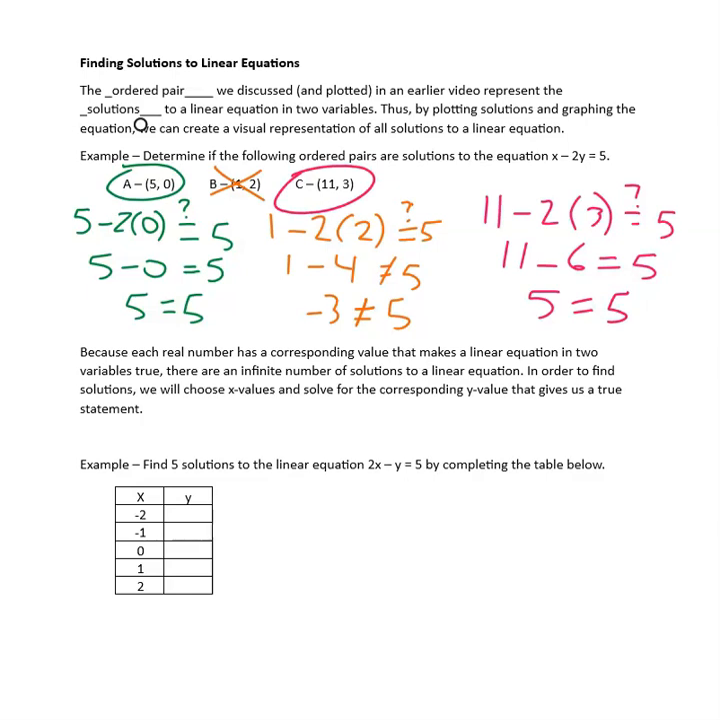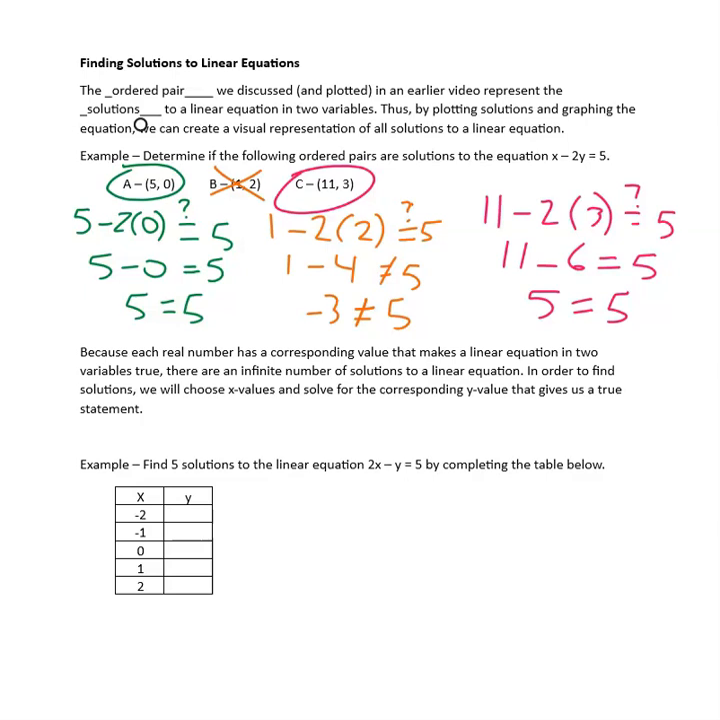Now, each real number has a corresponding value that makes a linear equation in two variables true, so there are an infinite number of solutions to a linear equation. For example, in our previous example with B, if we had changed the y value to a negative 2, then we would have ended up with 1 plus 4, which is in fact equal to 5. So then it would have been a solution. In order to find the solutions, we're going to choose x values and then solve for the corresponding y value that gives us a true statement.